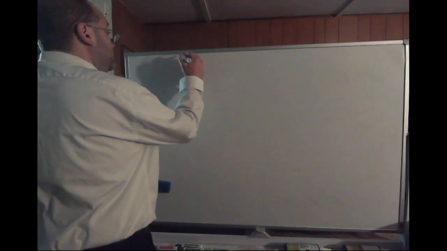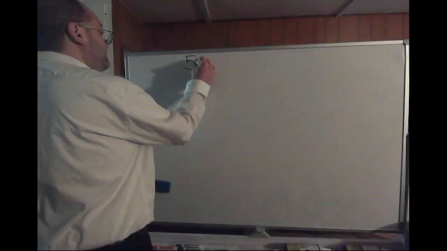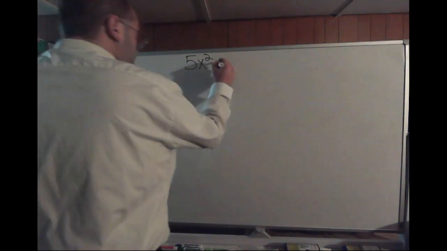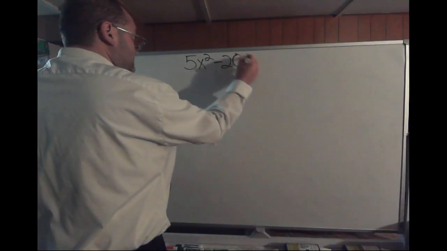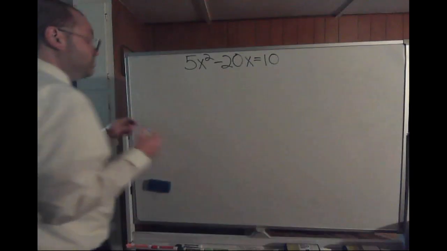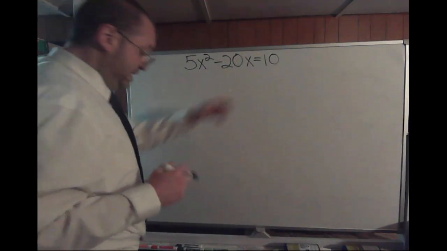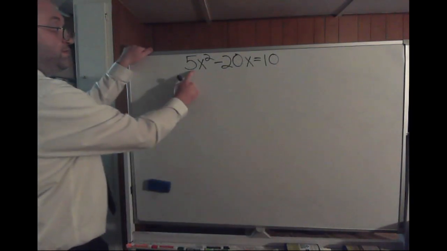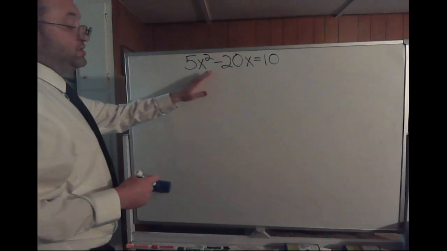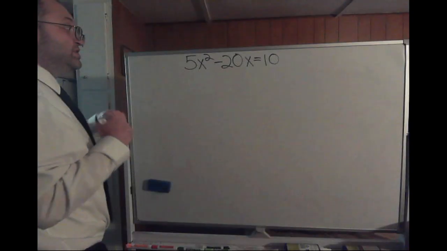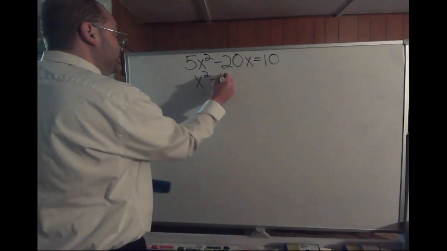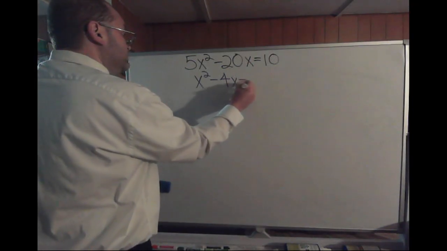Alright, let's see. We have a similar one. We have 5x squared minus 20x equals 10. So we have 5x squared minus 20x equals 10. Again, your coefficient on the x squared term is not 1, it's 5. Well, we need to make the coefficient 1, so we have to divide everything by 5. If we do that, you'll get x squared minus 4x is equal to 2.